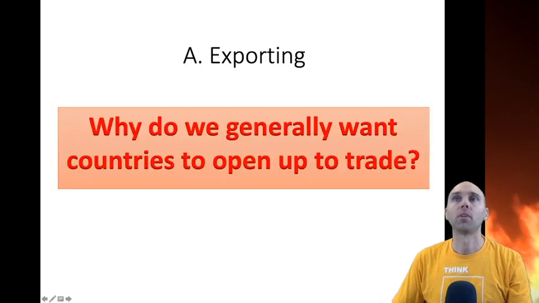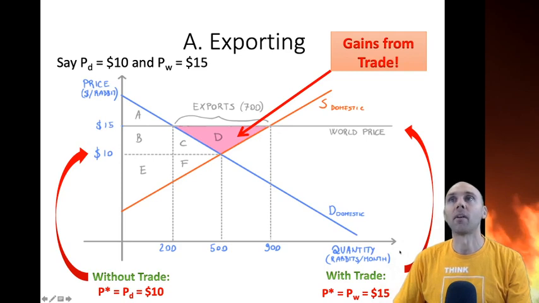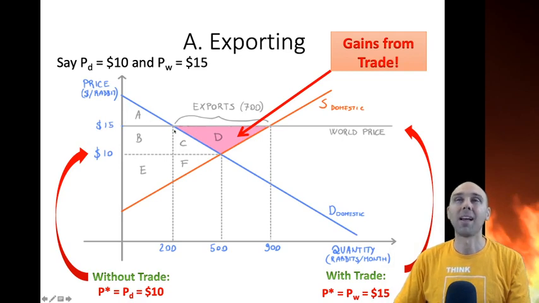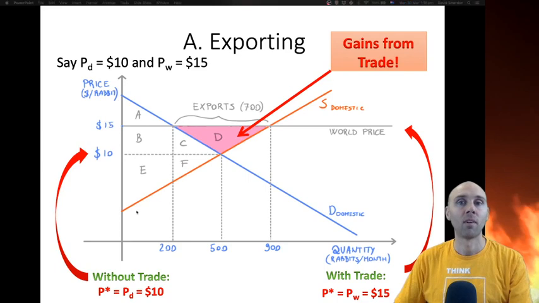So why do we generally want countries to open up to trade? Well, that area D that we saw in the graph represents gains from trade that we didn't have before. So before, our consumer plus producer surplus was this triangle here, A plus B plus C plus E plus F. But now our consumer plus producer surplus is much, much bigger. The consumer surplus is equal to A, so that's smaller, but the producer surplus has taken up the B and C that was there before for the consumer surplus, plus D. So there has been an increase in surplus, a gain from trade of the size D.